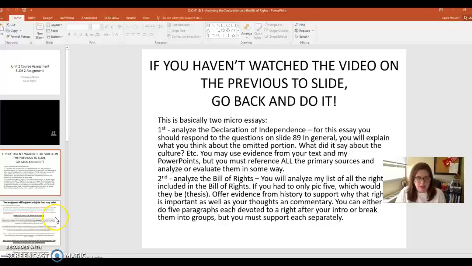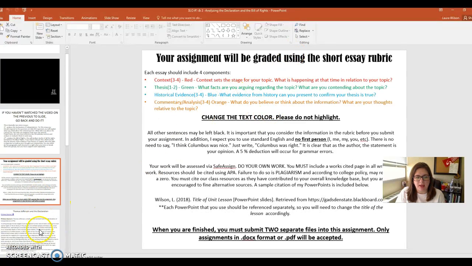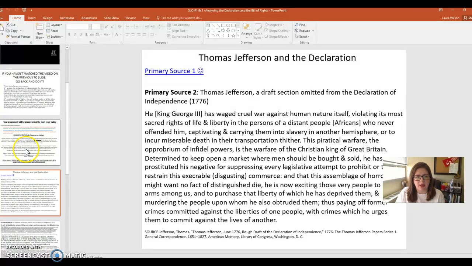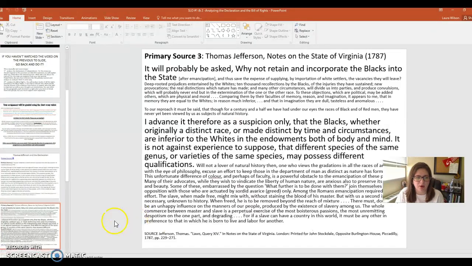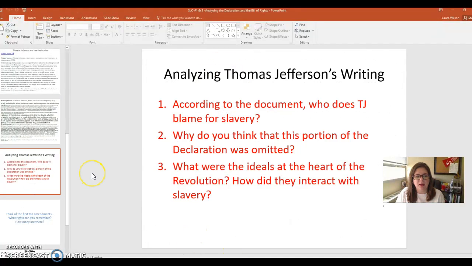The first essay is analyzing the Declaration of Independence, and here is some information and prompts about that. It gives you a primary source 1, click on it, it's hyperlinked. The primary source 2, I've typed in there for you, and primary source 3, I've also typed and cited those at the bottom, and then the heart of your essay will be centered on answering these 3 questions. Now, you're not going to answer these 3 questions like 1, 2, 3. You're going to write an essay just like you have before.